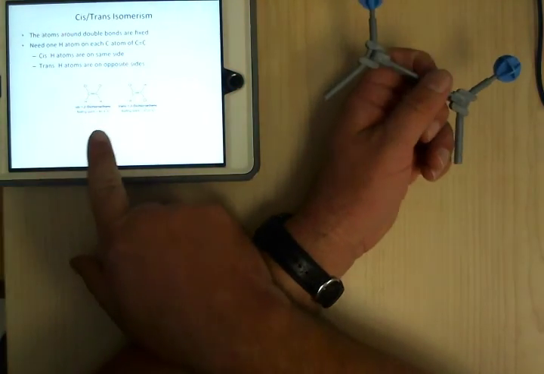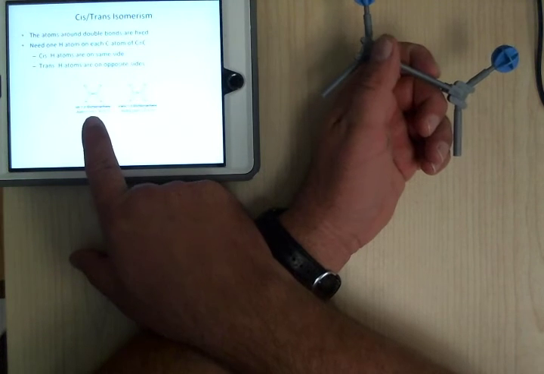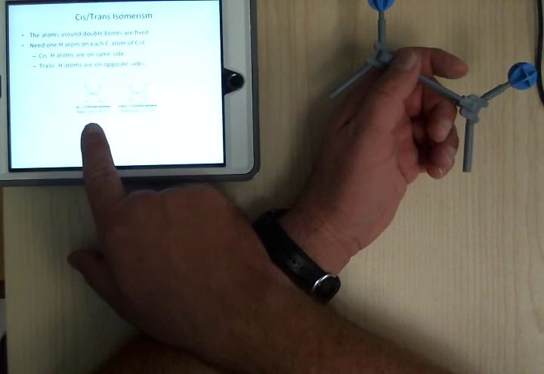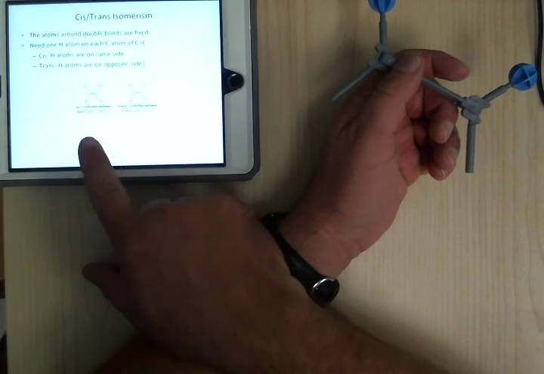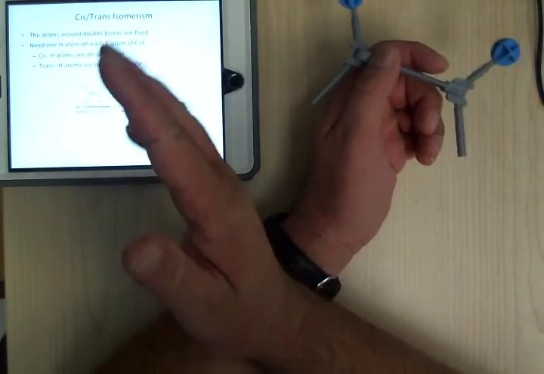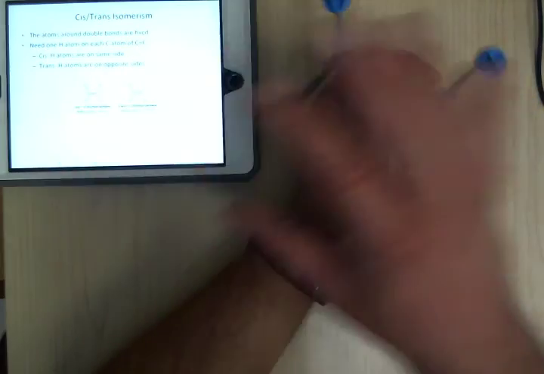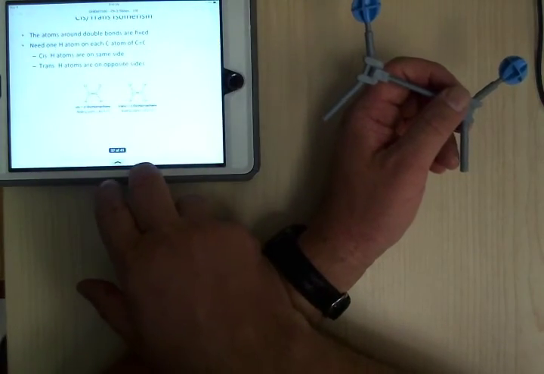Now it makes a difference to the interaction of the molecule. So cis 1,2-dichloroethene, the cis version, has a boiling point of 63. This one has a boiling point of 47. So it does make a difference even between the molecules. They have the same molecular mass, but the way that the atoms are arranged in space is a little different. So that gives them slightly different boiling points.